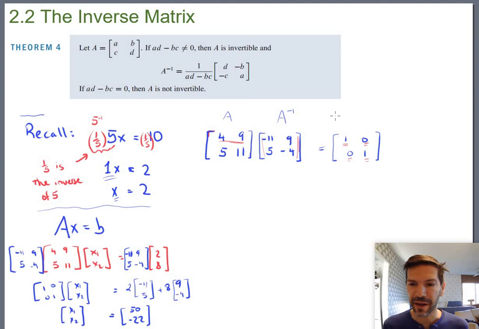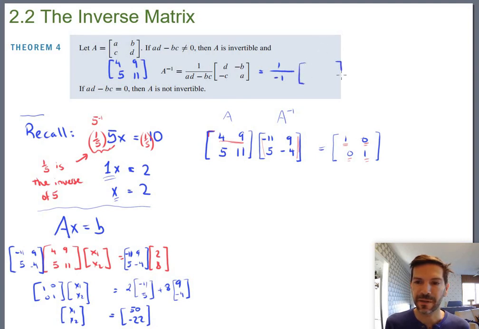Okay, so let's take a look at how that worked for this 4, 11, 5, 9. The formula here says if you've got A, B, C, D, then the inverse should be 1 over AD minus BC. So let's look at that. The product this way, 4 times 11 is 44, minus 45. So 1 over negative 1 in this case.